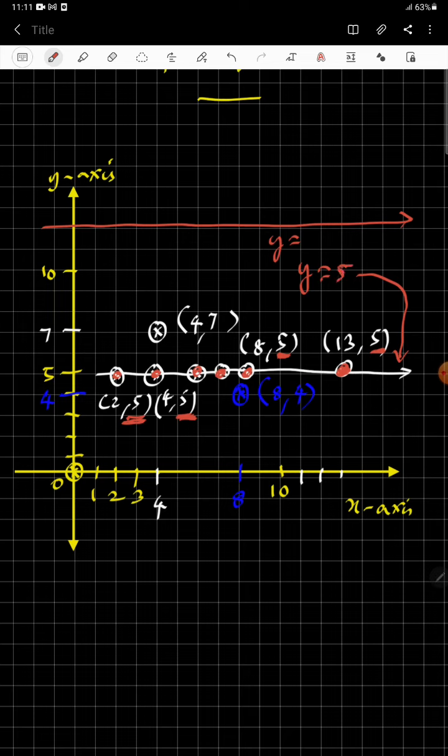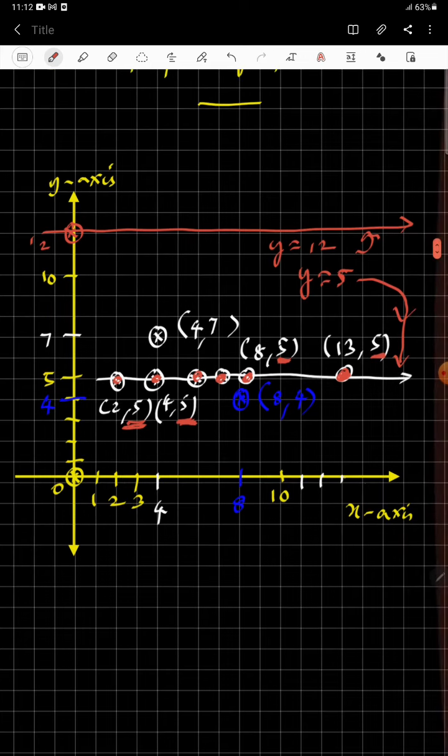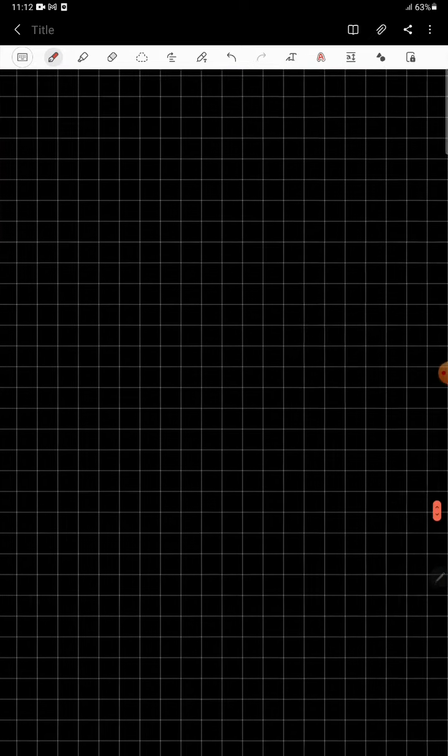So what is the value of y here? That is 12. So y is equal to 12 is the equation of this line, and y is equal to 5 is the equation of this line. The x-axis is going to get the equation y equal to 0, because every point on it has a y value equal to 0. There will be different x values, but y will be 0. This is one basic point. Next, the second thing.